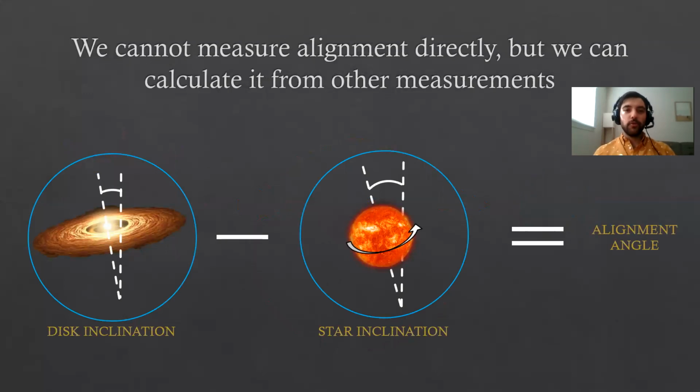And so in order to measure whether a disk is misaligned with the star, we have to measure the inclination of the disk with respect to our line of sight, and separately calculate the inclination of the star. And comparing these two will tell us whether a system with a protoplanetary disk is aligned or not. And if we repeat this process for many stars, we can get a better statistical picture of how often planetary systems form misaligned.